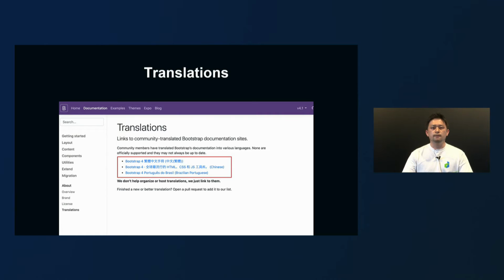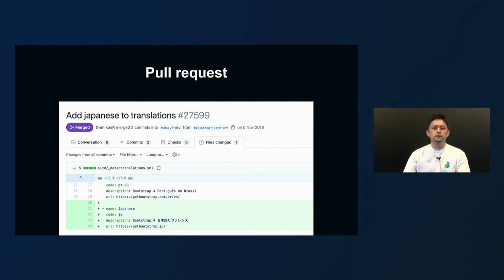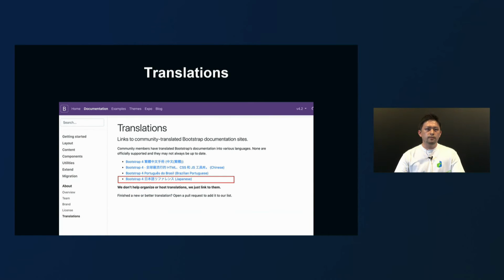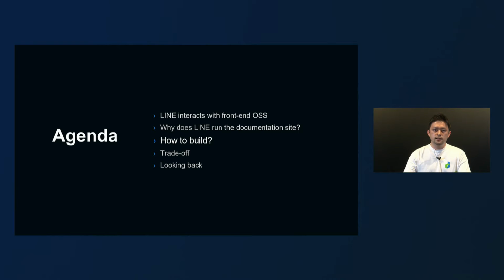To be honest with you, I wanted to read it in Japanese, but back then there was no Japanese documentation. This is the version 4.1 site capture, and this is the list of Bootstrap translated sites. If you translate and build the site, the link of the site will be added in the list. So we thought, if it doesn't exist, why don't we build it by ourselves? So we built the site, and then we made a pull request, and it was merged. From version 4.2, the Japanese site is linked from the original site. This was how we started, and LINE promoted this kind of activity.